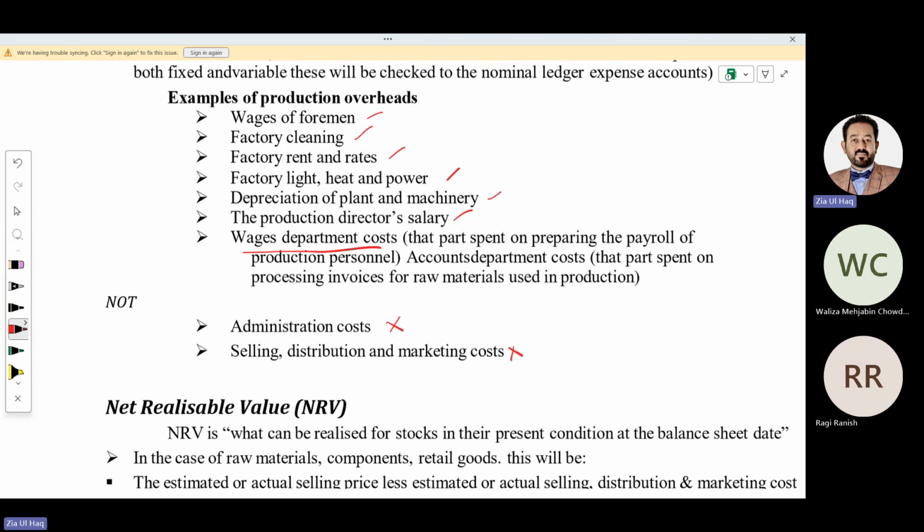Cleaning is a direct expense. Factory cleaning means where production is going to happen. It's not the cleaning of our sale display. That is part of production.